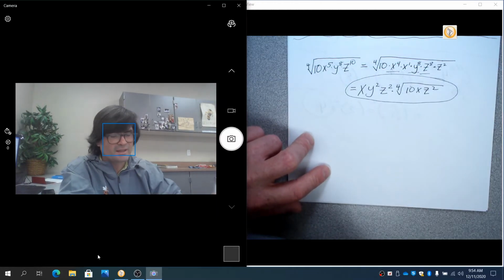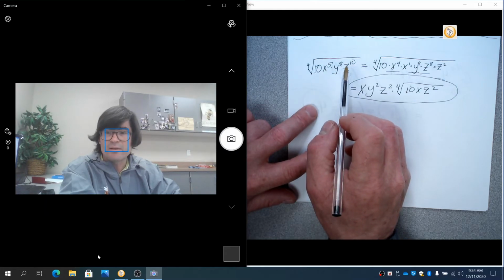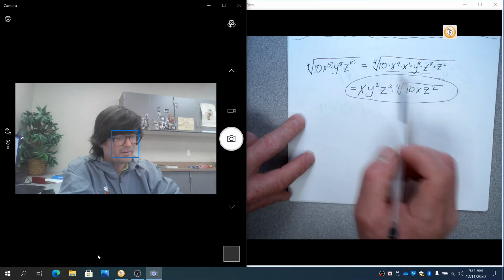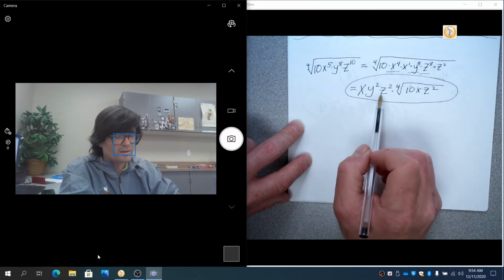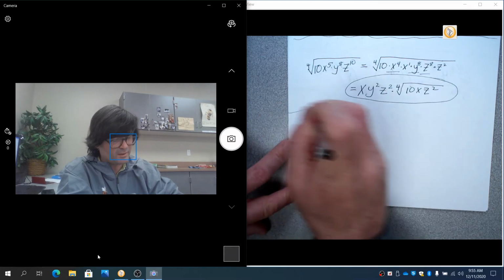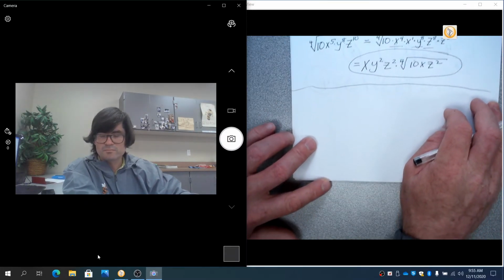All I did, like I said, was break up the x and the y and the z into things that did have a nice even fourth power that I could take out, this and this and this. Took out what I could, and then the leftover was just remaining back there.